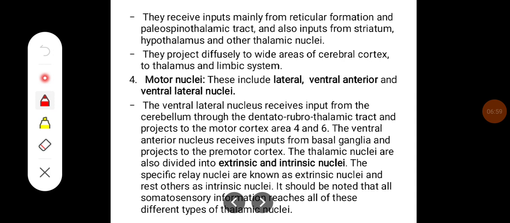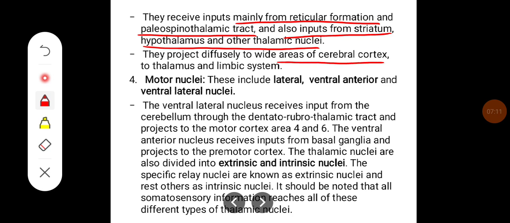They receive inputs mainly from the reticular formation and paleospinothalamic tract, and also inputs from the striatum, hypothalamus, and other thalamic nuclei. They project diffusely to a wide area of the cerebral cortex, to the thalamus, and to the limbic system.